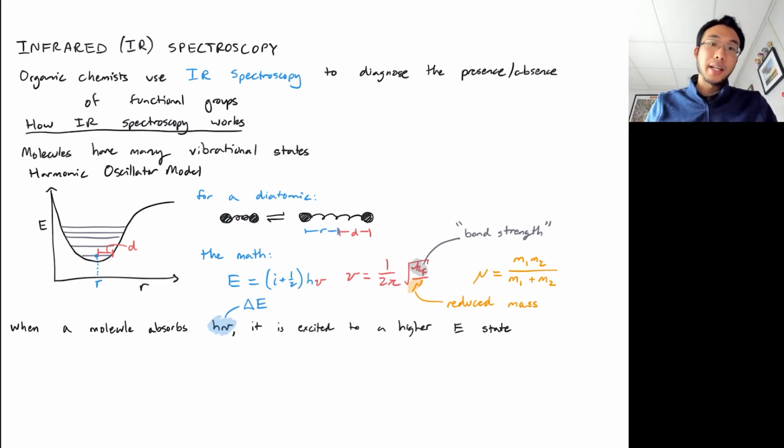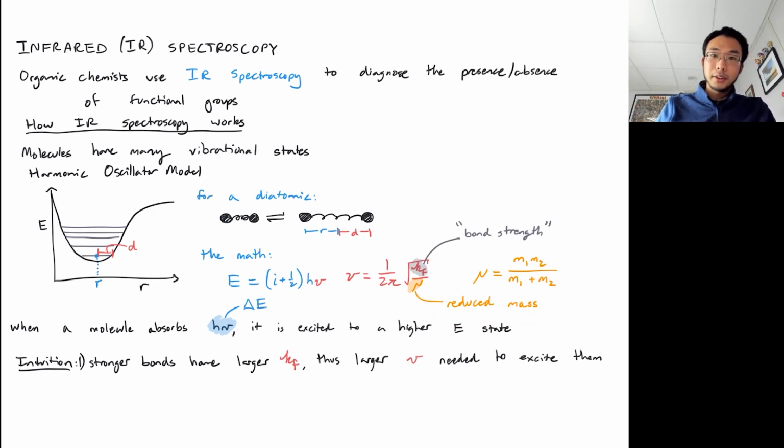The important thing that we can get out of the math is that our two variables that we can connect back to organic chemistry are the bond strength and the reduced mass. From that, we can say two things. First, stronger bonds have larger spring constants, so they're harder springs to stretch. If that's the case, then you need a larger frequency of light to actually excite those bonds. That's because this is in the numerator. That should increase the value of the frequency here, overall increasing the amount of energy you calculate here.